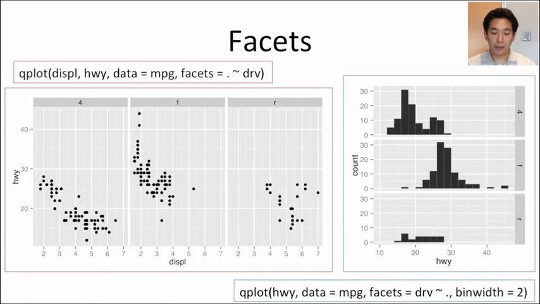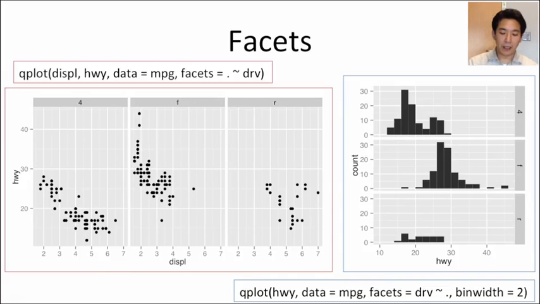So the facets variable takes a format where there's a variable on the left-hand side and a variable on the right-hand side, separated by a tilde. The variable on the right-hand side determines the columns of the panels, and the variable on the left-hand side indicates the rows of this kind of matrix here.